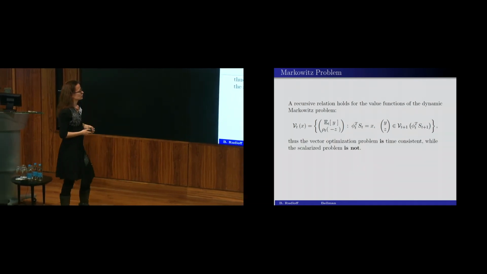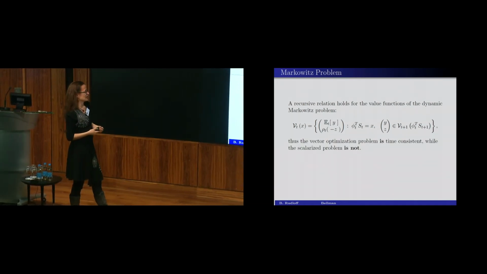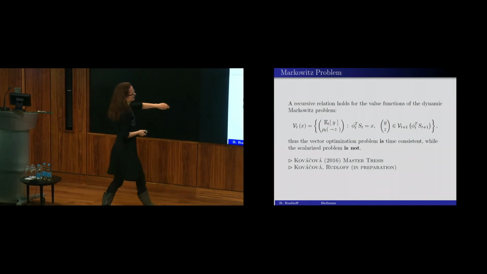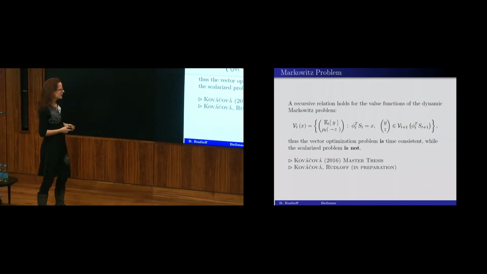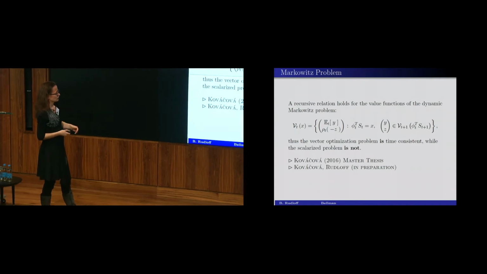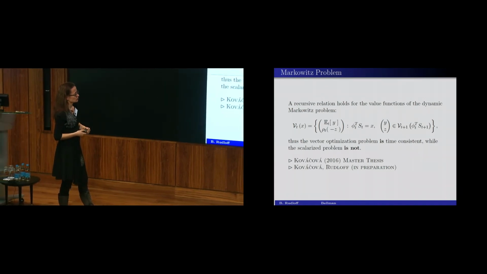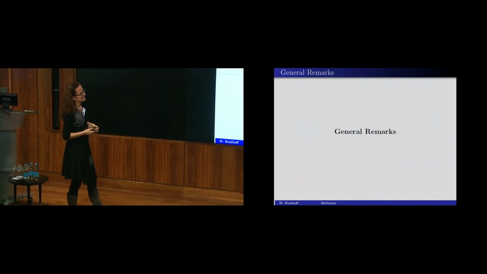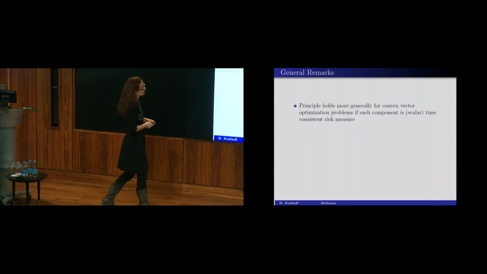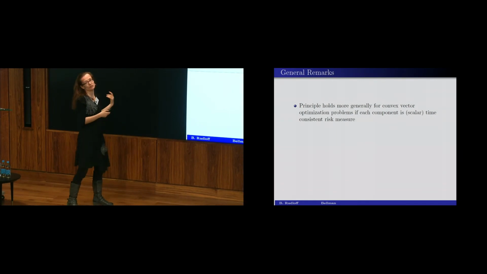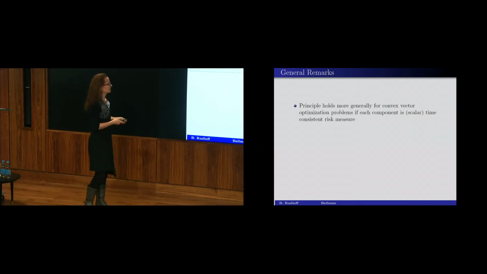So the vector optimization problem is time consistent, but the scalar problem is known since like 50 years that it's not time consistent. And as I said, this was basically the master's thesis of my student, Gabriella. We are now trying to turn it into a paper, and we also started to look at more general types of problems, because you can see that this principle holds not just for the Markowitz problem, but generally for convex vector optimization problems.